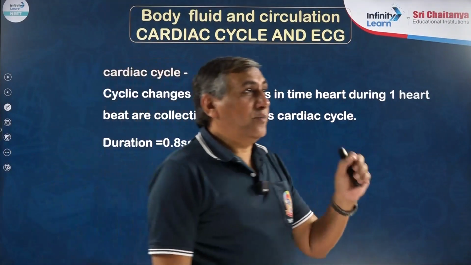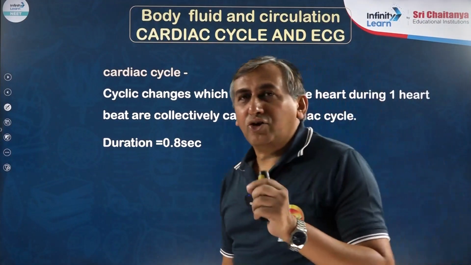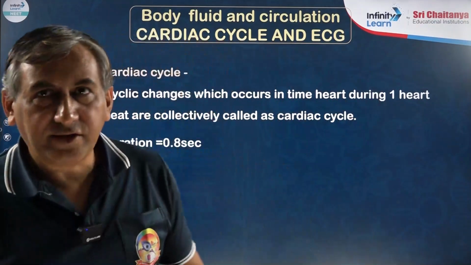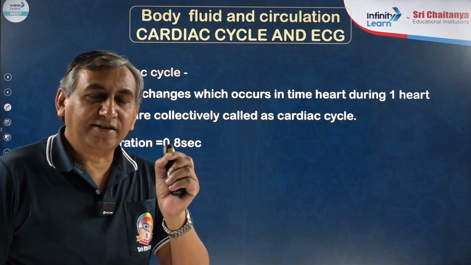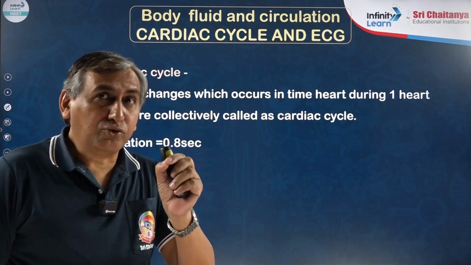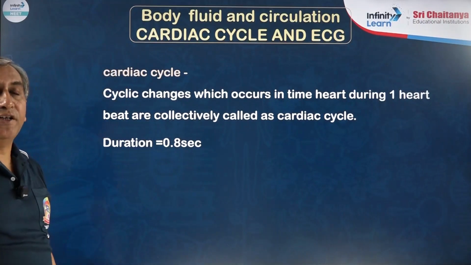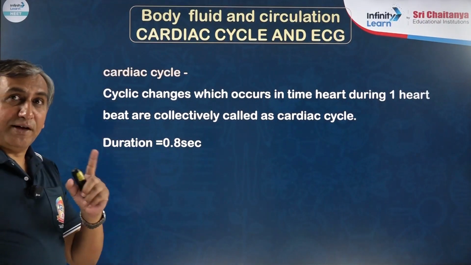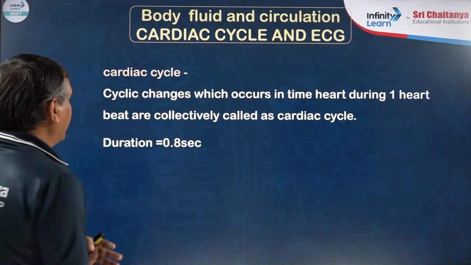And what is the average duration of the cardiac cycle? I think it is known by you. Total 72 heartbeats per minute. It's a very common fact known by all students. So, if you divide 60 seconds by 72 beats, one cardiac cycle is completed. So, 60 divided by 72. Are you getting the simple calculation?